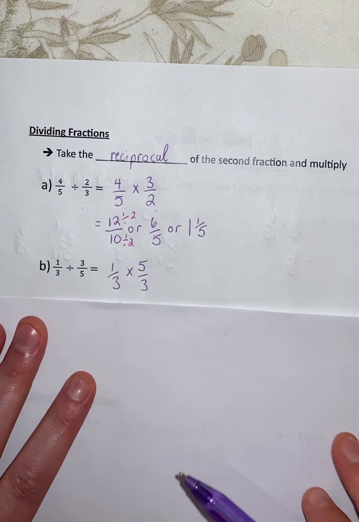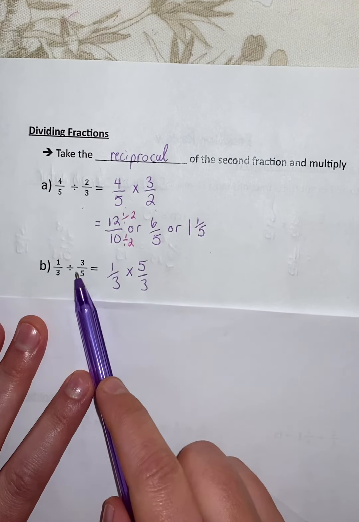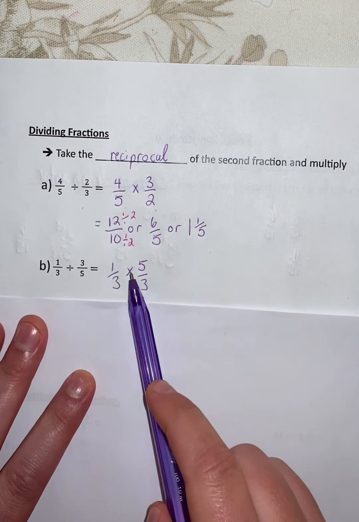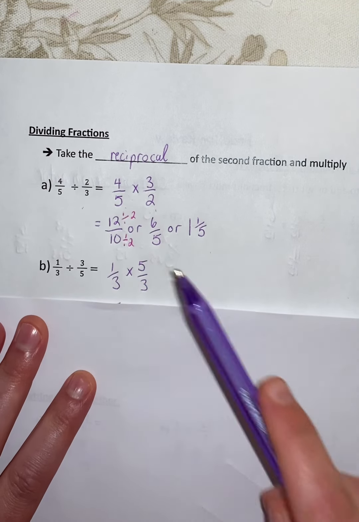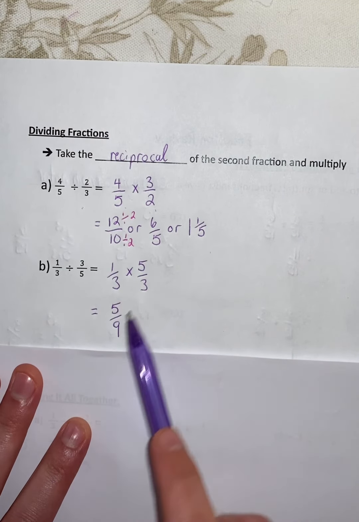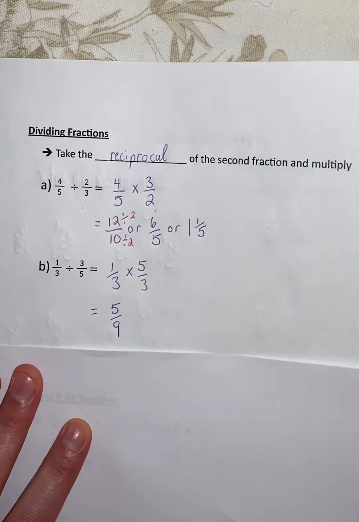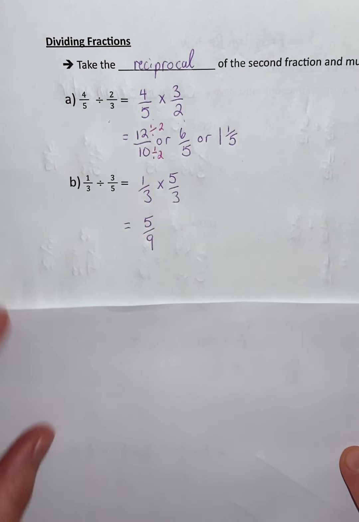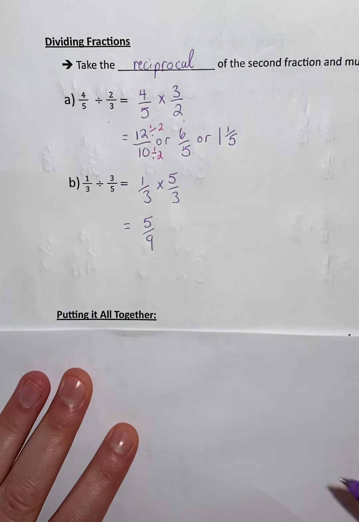Okay. And this one, I've got 1/3 divided by 3/5. Just flip the 3/5 upside down. And I got 1/3 times 5/3, and that's going to give me 1 times 5 is 5, and 3 times 3 is 9. And I don't have to reduce it because 5 is a prime number. All right, what's this next one? Oh, putting it all together.